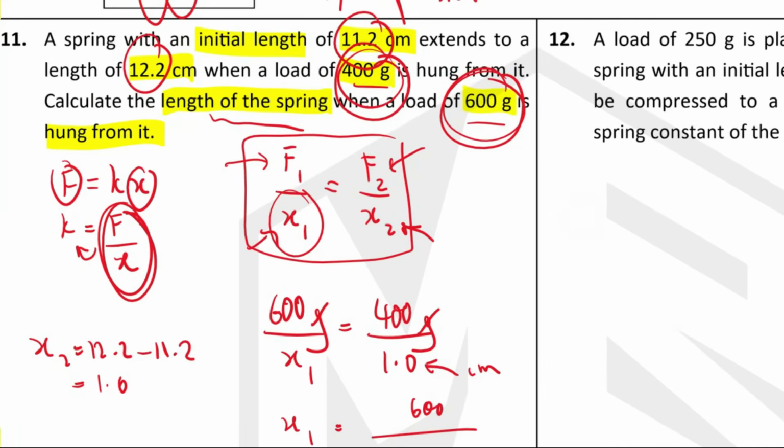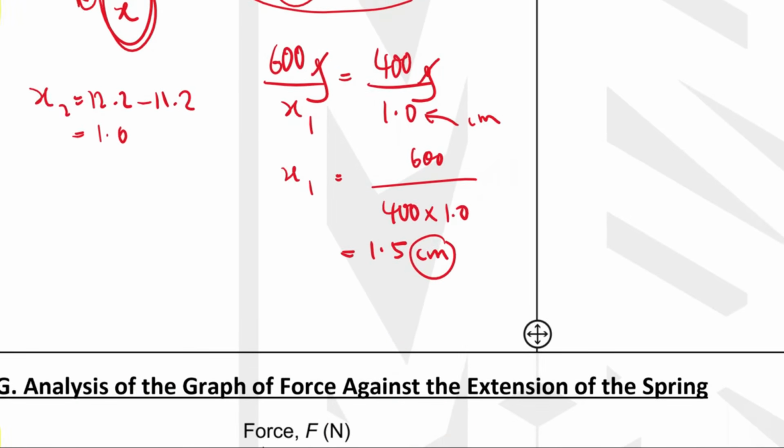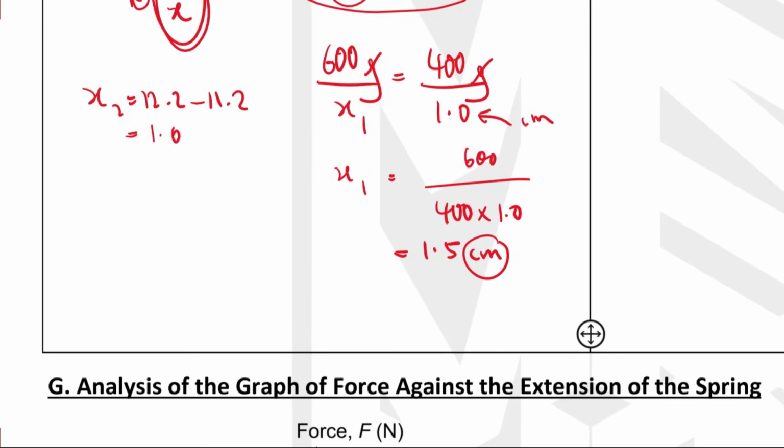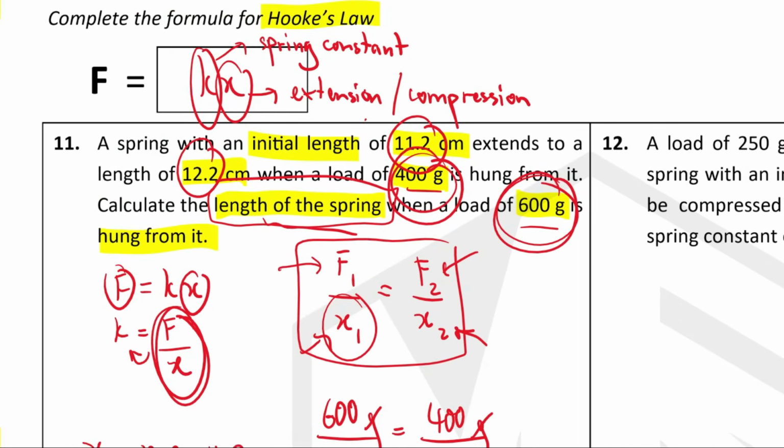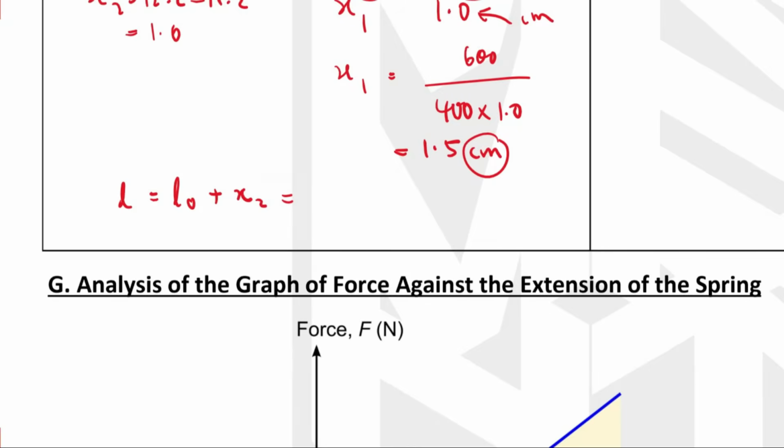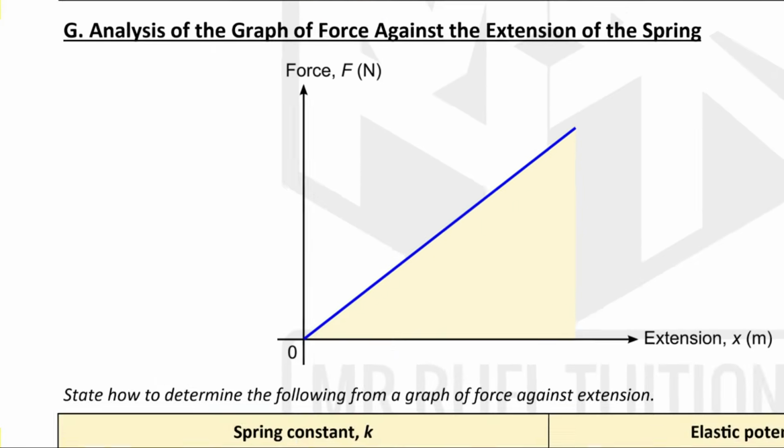Now we are ready to answer the question. The length of the spring when we hang 600 grams of load will be the original length plus the extension. And the original length, as stated in the question, is the initial length, 11.2, plus the extension 1.5, and therefore the length of the spring now will be 12.7 centimeters. Let's look at the next part.